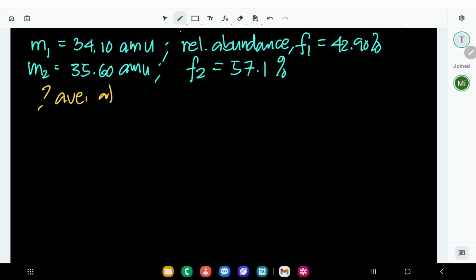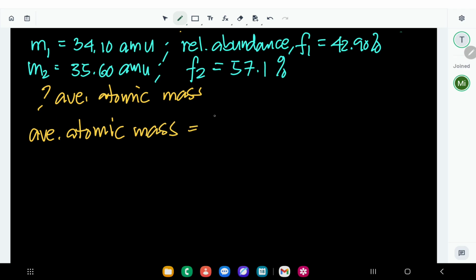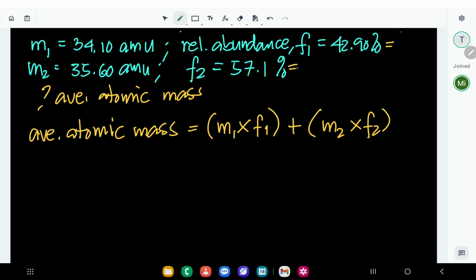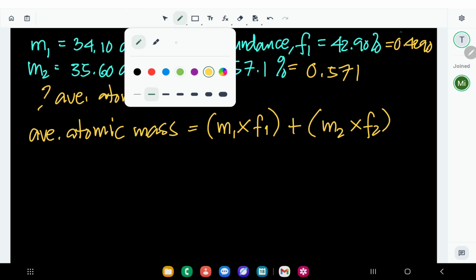Okay, we're asked for the average atomic mass. So again, to solve for the average atomic mass, we just add up the product of the given masses of the isotopes and their relative abundances. We need to convert to decimal first. So 57.1 divided by 100 is 0.571. Then the other one is 0.4290.